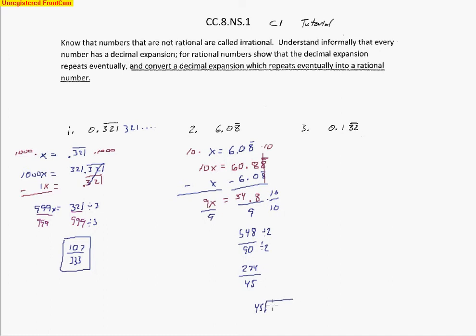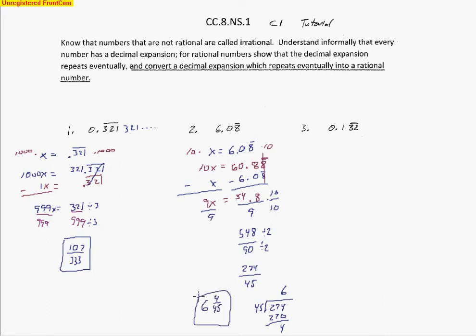45 into this 274. I know it goes 6 times because the number is 6.08. So I just have to multiply these numbers. 30, that makes 24, and 3 makes 27, so I got 4 left over. So I'm going to write the answer as 6 and 4 45ths.